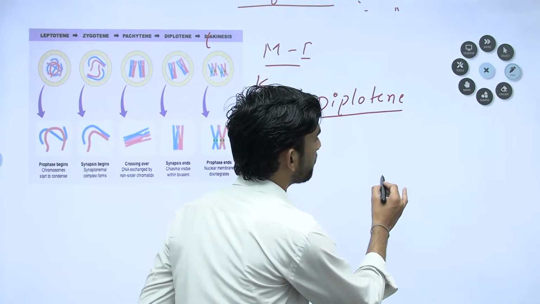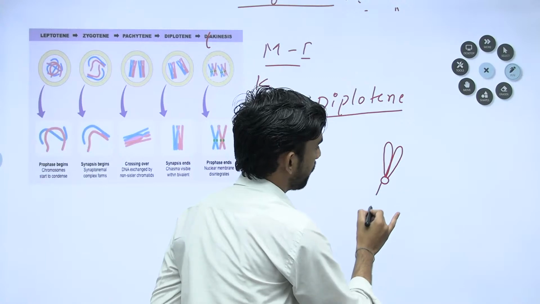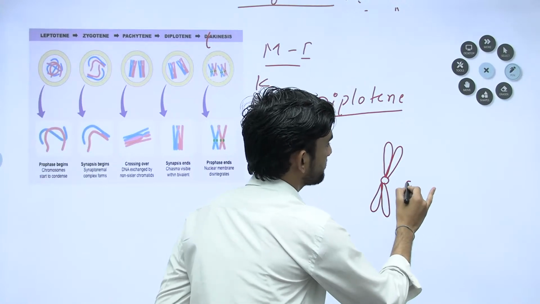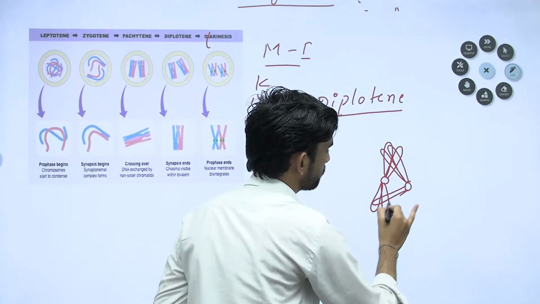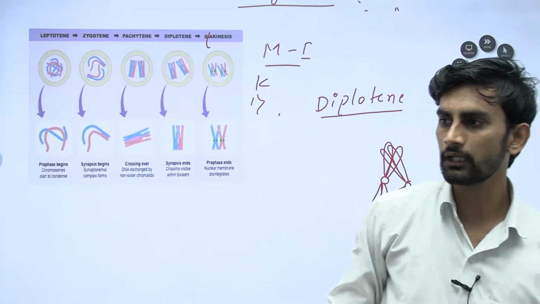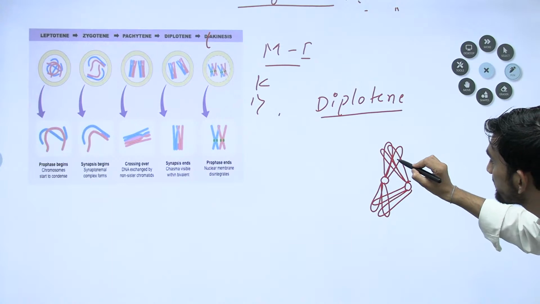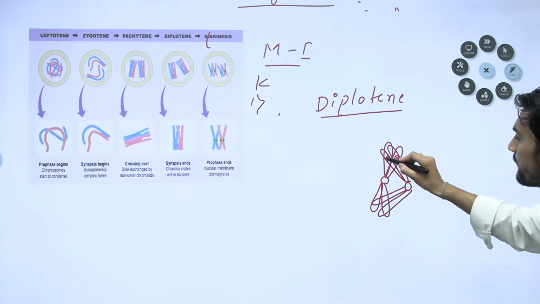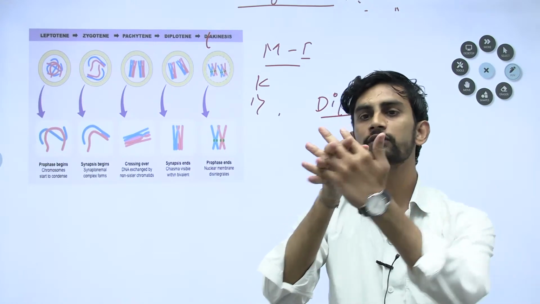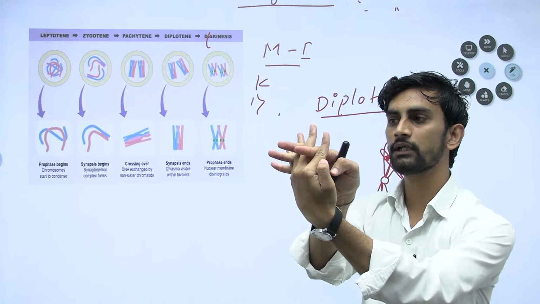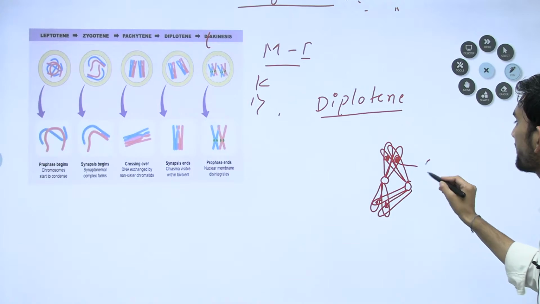What's happening in the diplotene stage? Here chiasmata formation occurs after crossing over and recombination. This is one homologous chromosome and this is another homologous chromosome. After recombination, everything is over in the pachytene stage. After recombination, this portion we can call chiasmata. This will form an X-shaped area. This part is the X-shaped area. We can call it chiasmata.